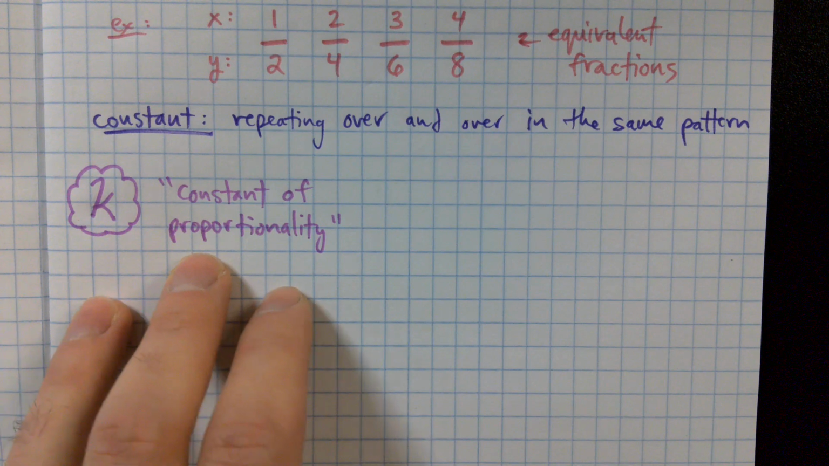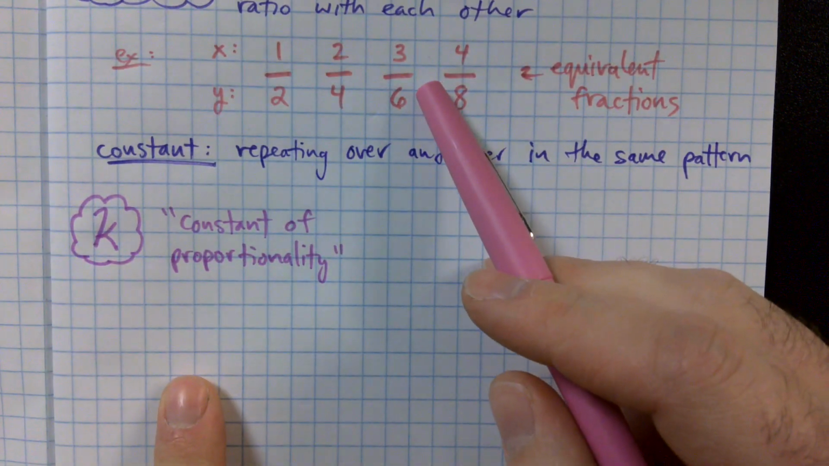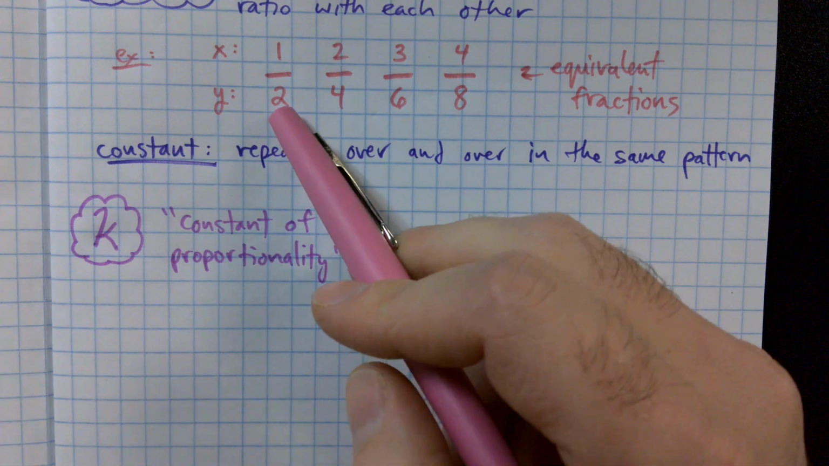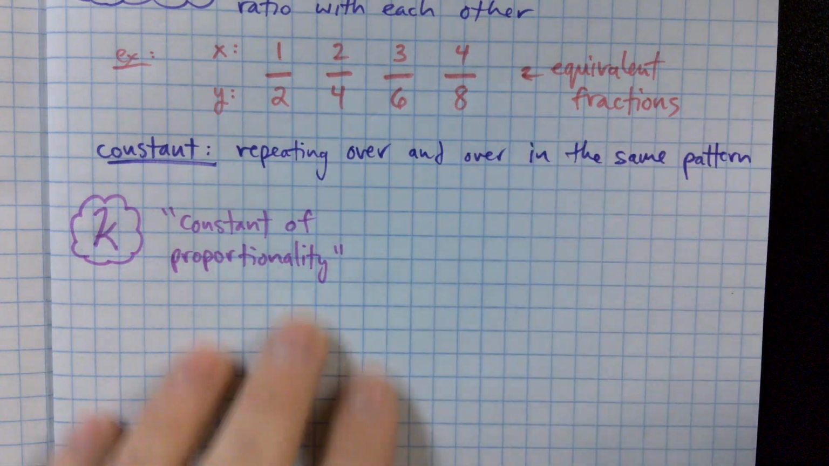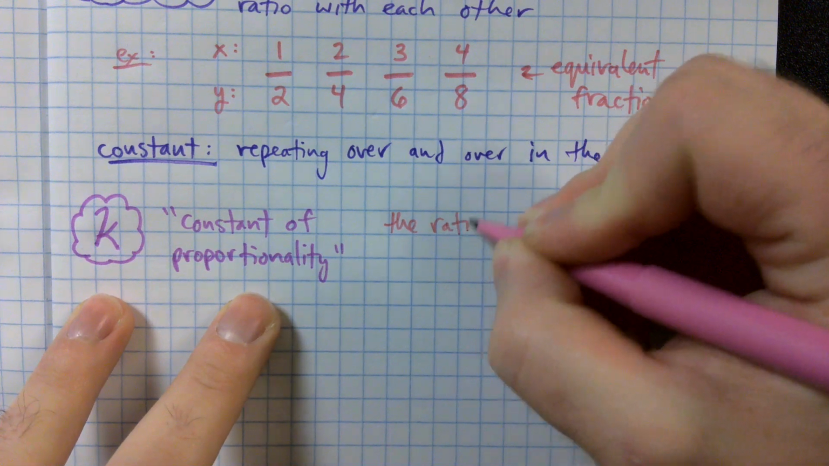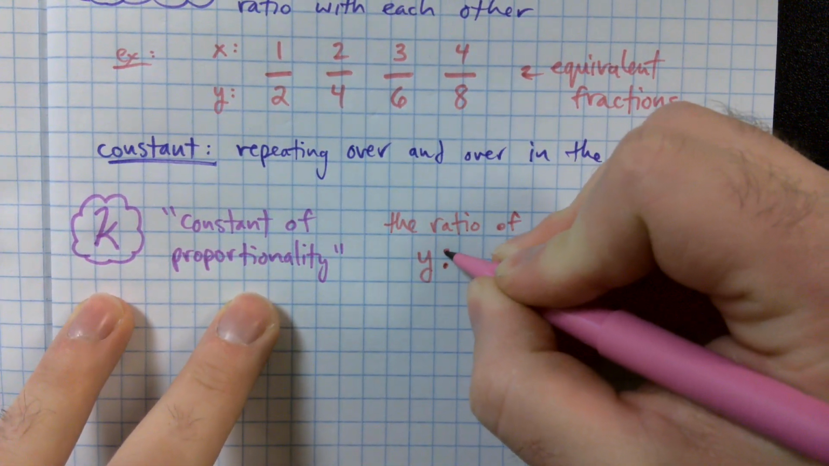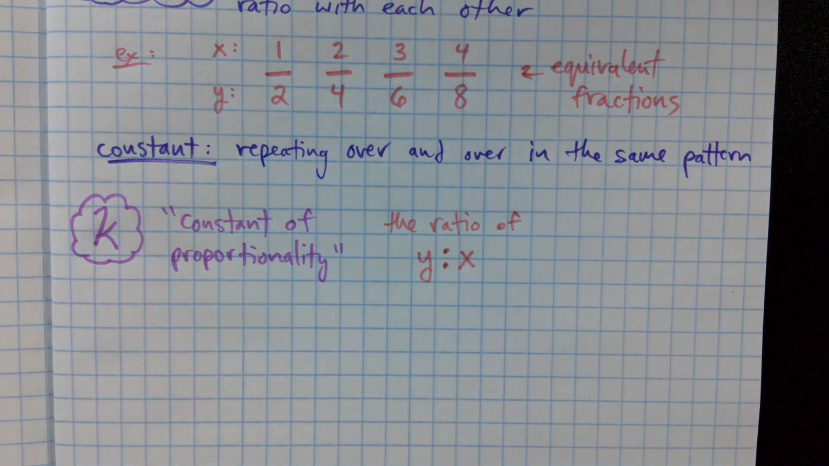So, in this example up above, the constant of proportionality would be the ratio from y to x. I'm going to write that over here too. The ratio of y to x.